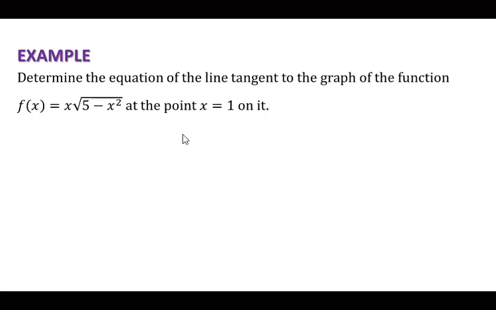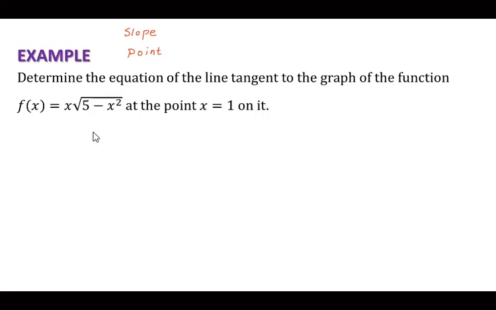In order to find the equation of tangent line, we need two important things. That is, we need slope and the point. So these are the two important things we want in order to find the equation of tangent line. So we are going to begin this by calculating the slope.